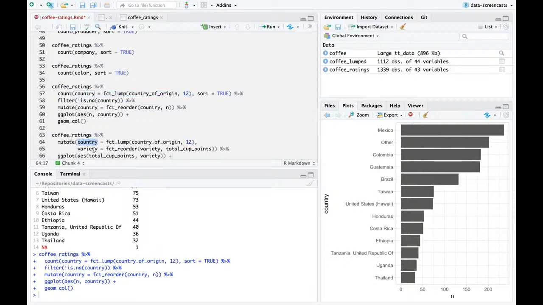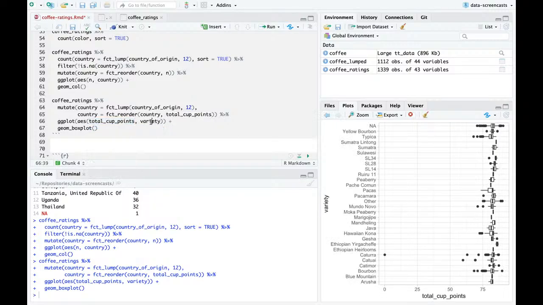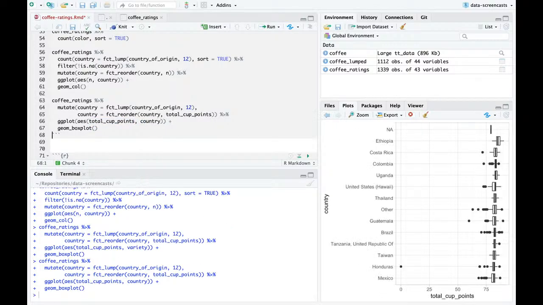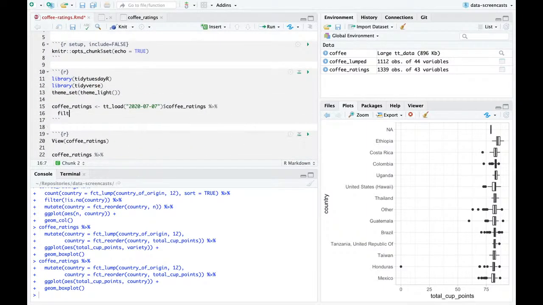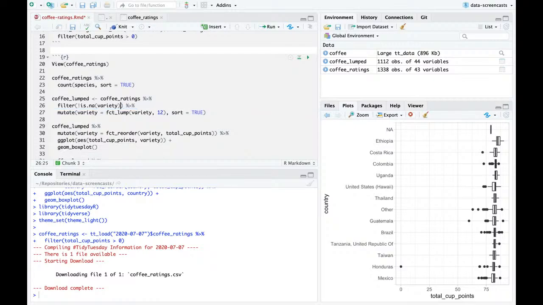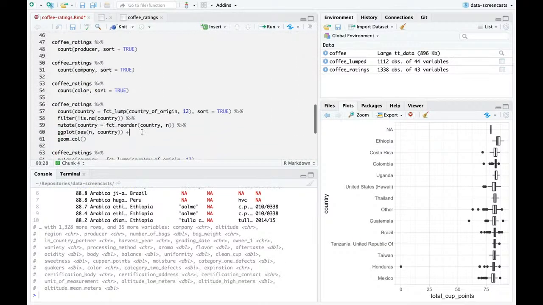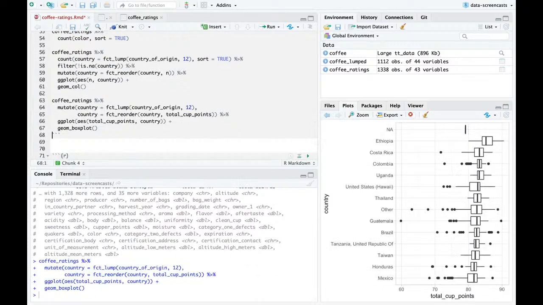country is lumped, reorder, oops, and never forget, actually I'm going to do this way early on, I'm going to say filter total cup points greater than 0, and we'll get it out of the way and clean this up. I want to get rid of that outlier, that's 0. I'm not going to miss it. Great. Okay, so what we see then is Ethiopia makes the best coffee. I think I've heard that.